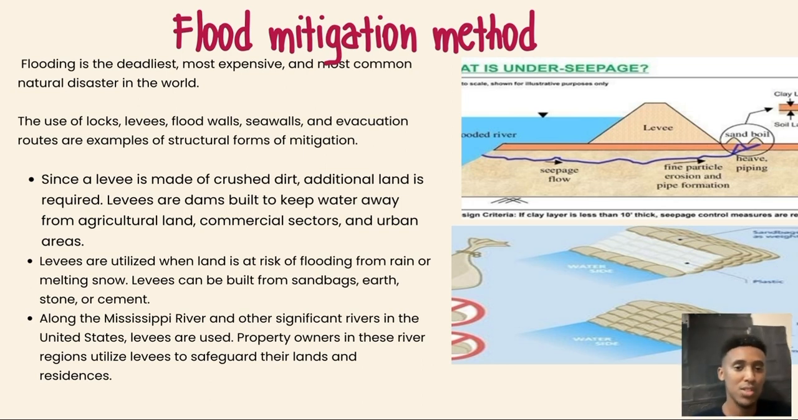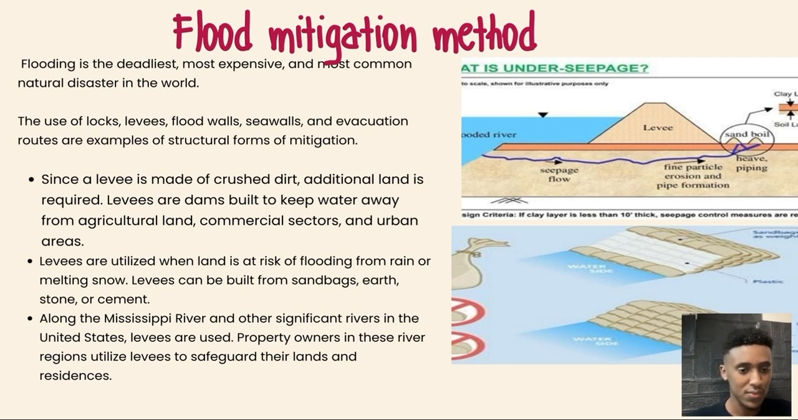And now the flood mitigation method. Flooding is the deadliest, the most expensive and most common natural disaster in the world. The use of levees, flood walls, seawalls, and evacuation routes are examples of structural forms of mitigation. Since the levee is made of compacted dirt and additional land is required, levees are dams built to keep water away from agricultural land, commercial sectors and urban areas. Levees are utilized when the land is at risk of flooding from rain or melting snow. Levees can be built from sandbanks, earth and or cement.